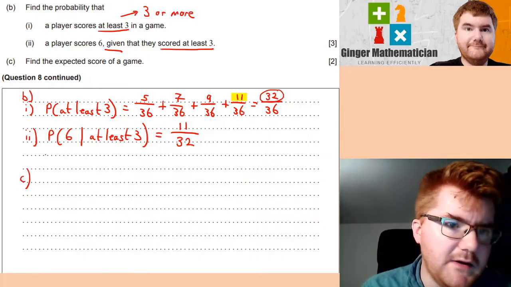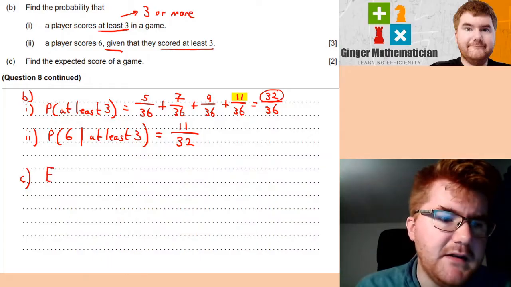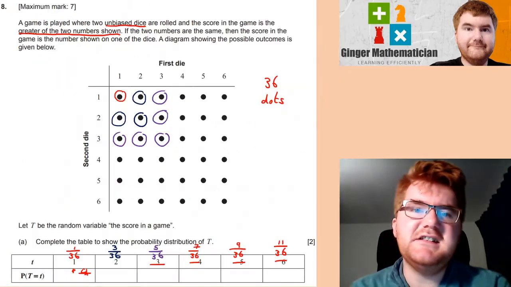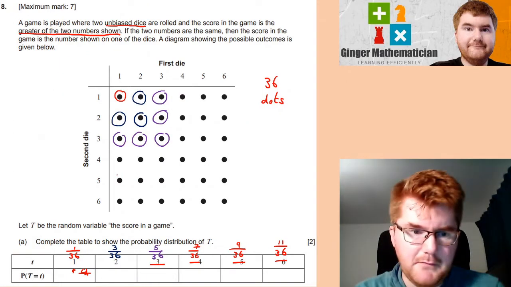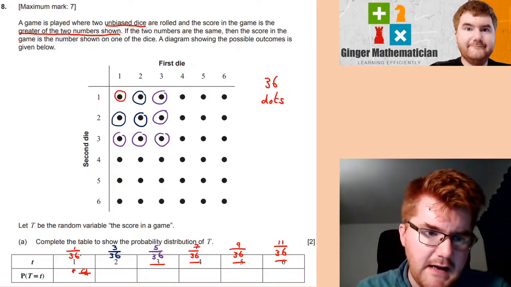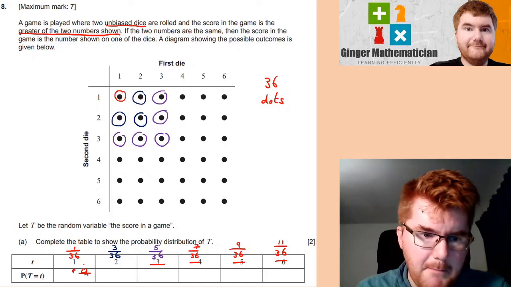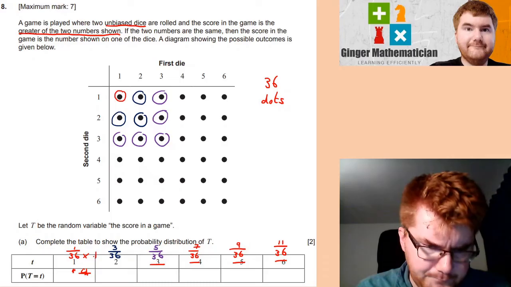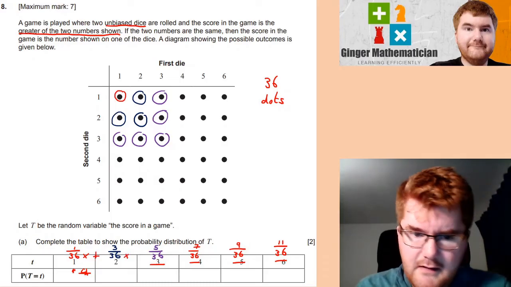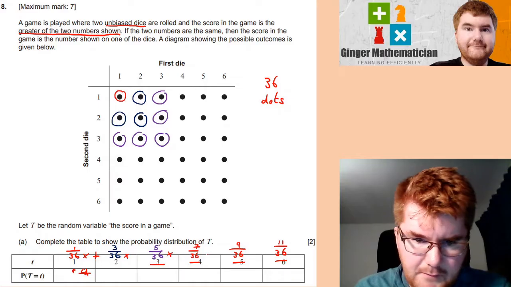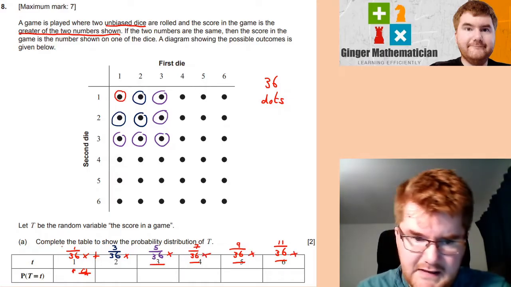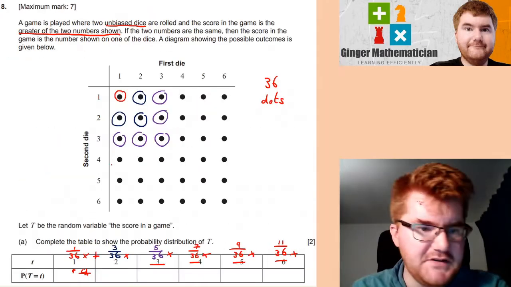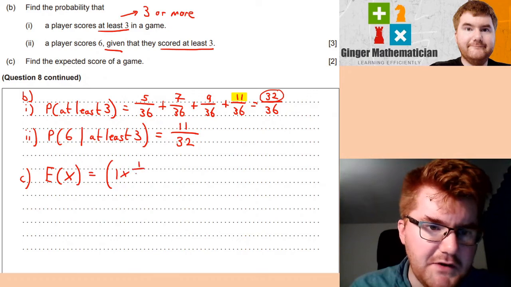Now for part C, we want to work out the expected score of the game, so the expected value of our random variable. And the way you do this is essentially work out the mean from a frequency table. It's the same operation. So what we're going to do is multiply the probabilities by the number in the game. So we're going to do 1 over 36 times 1, plus 3 over 36 times 2, plus 3 times 5 over 36, and so on. So we're going to multiply the fractions by the number in the table and add those together. So if I write my working here, it's going to be 1 times 1 over 36.